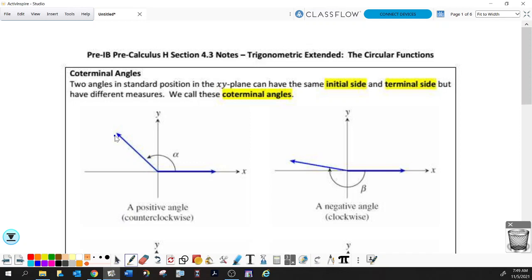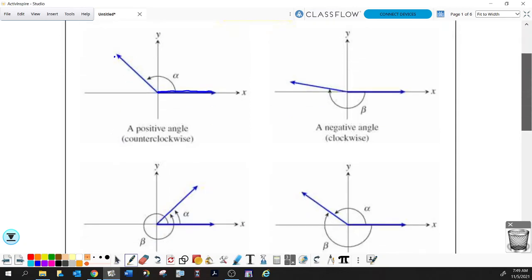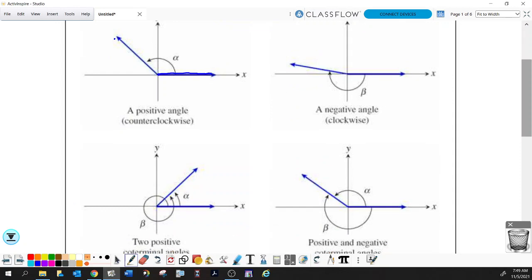Alrighty, so first thing we're going to talk about is what does it mean for two angles to be coterminal? Co means together and terminal means end. So we're talking about two different angle measures that actually land in the same place in our quadrants. So two angles in standard position, which means their initial side is the positive x-axis, and if they have the same initial side and the same terminal side, but they have different measurements, we would call those coterminal angles. And we could pull that off with over-rotating or under-rotating, so to speak.